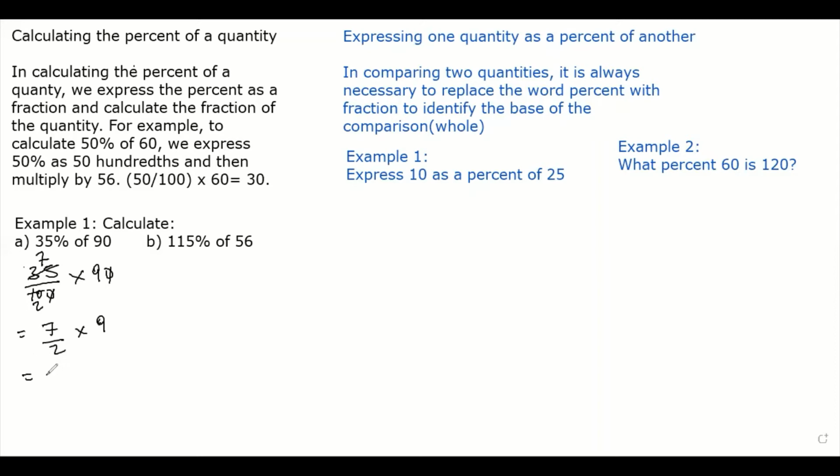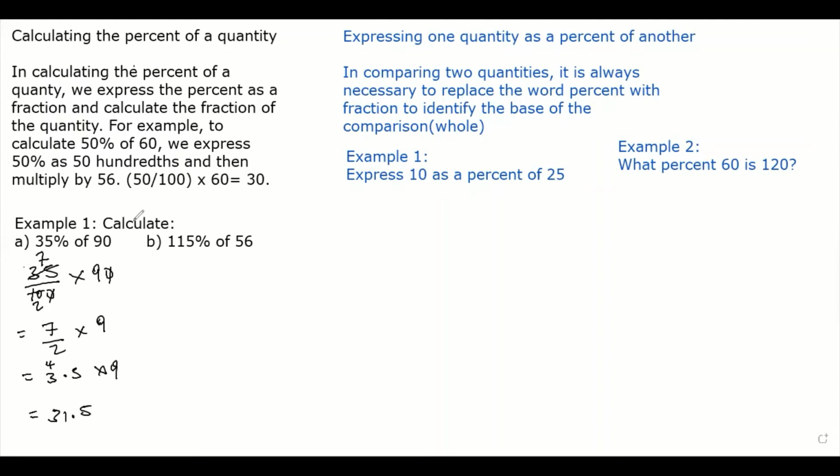That would be 3.5. Right? Times 9. And what is 3.5 times 9? Let's do that quickly. 9 times 5, that's 45. That would be 5 carry 4. And 9 times 3, that's 27. And 27 plus 4, that would be 31. So it will be 31.5. And that's it.